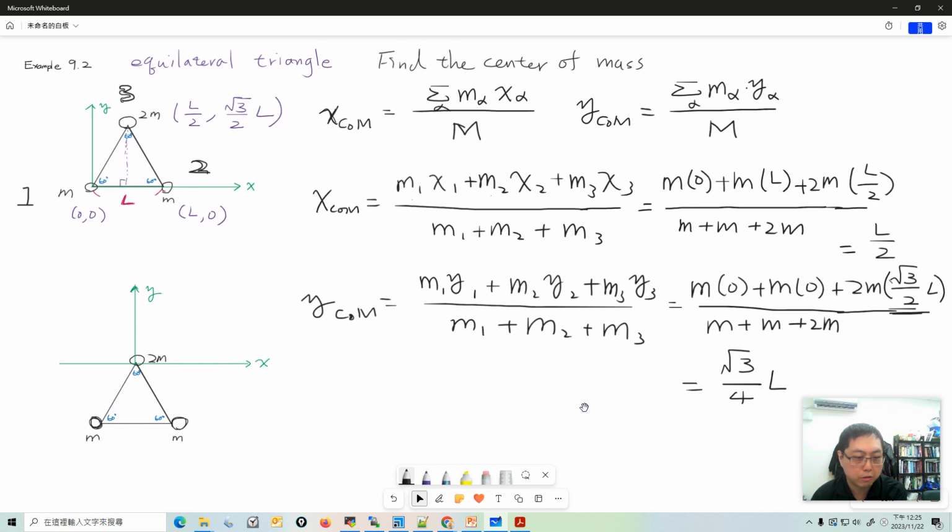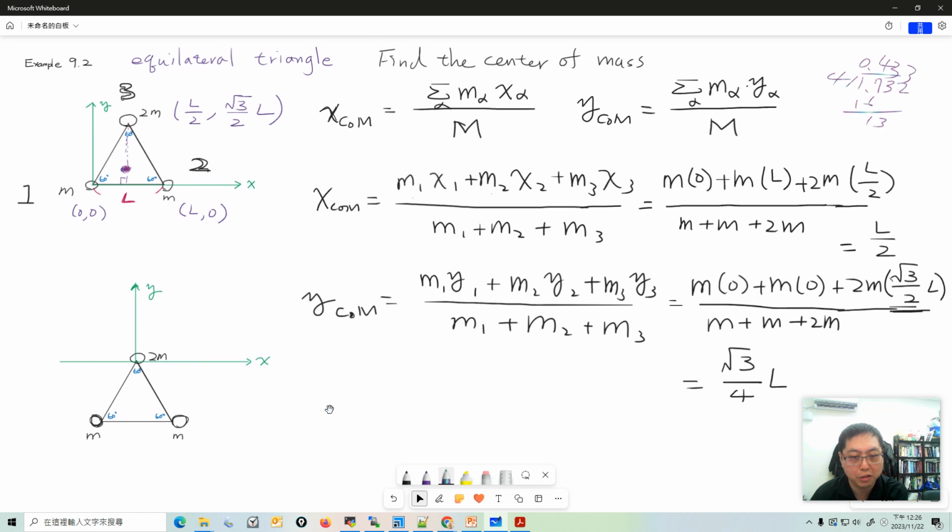So the position of the center of mass, I think, is close to here. Square root of 3 is 1.732, divided by 4 is 0.433. So 0.4 something, and roughly it's here. So this is the XCOM, YCOM under this coordinate system. Okay, it's the same system, but if we set up a different coordinate system, what would the answer be?